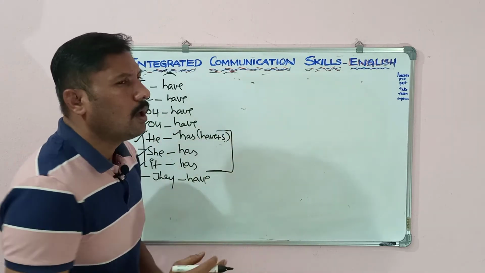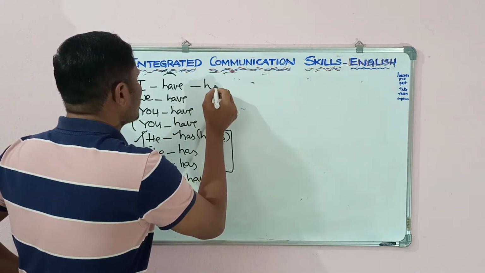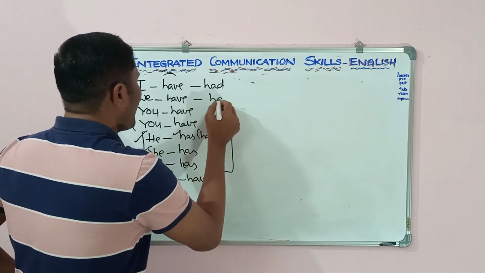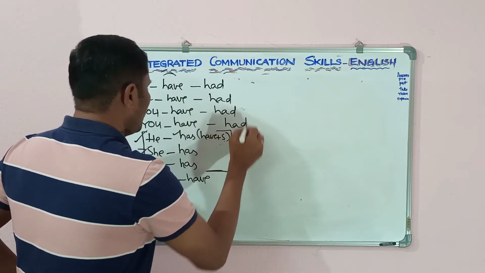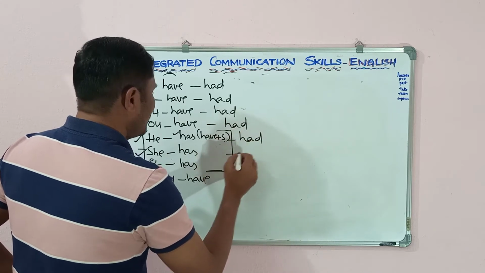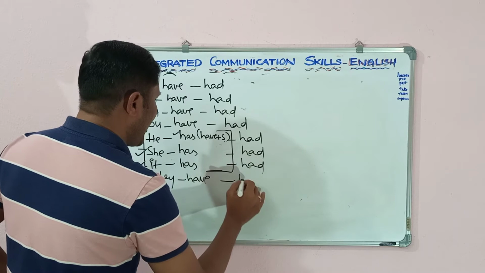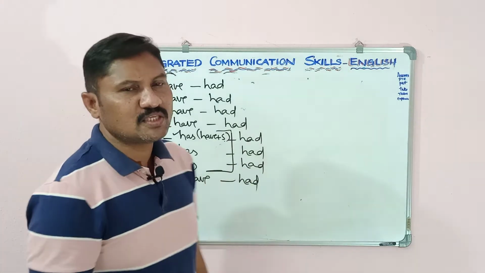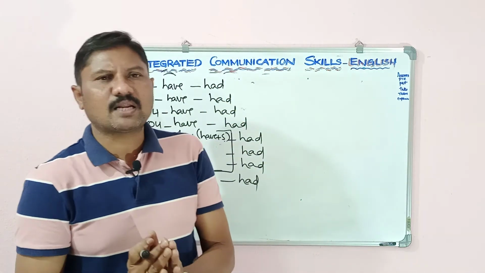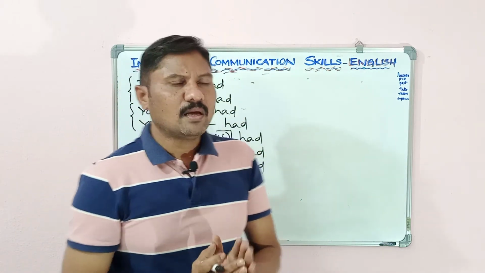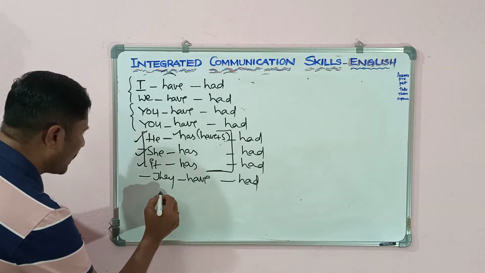But when we come to the past form of have, that is had, we always use I had, we had, you had, you had, he had, she had, it had, they had. So friends, this is how we have to use all these have forms after pronouns, and next nouns, singular and plural. For example, Rama.